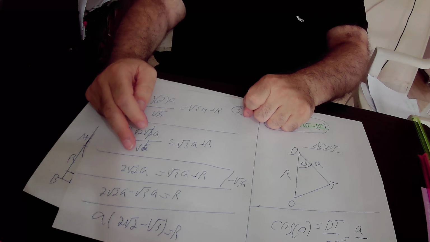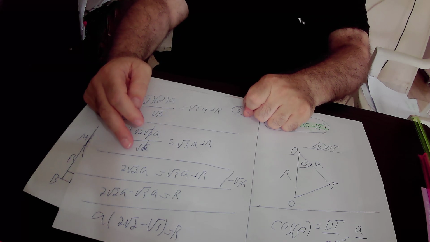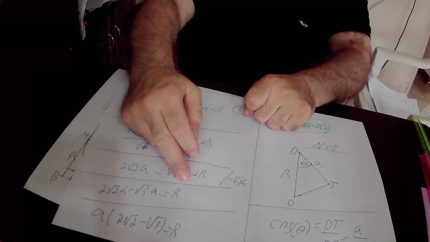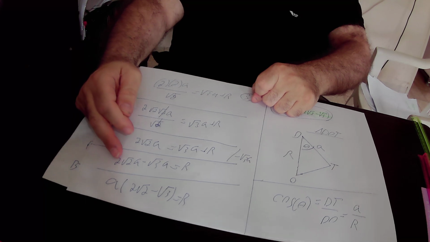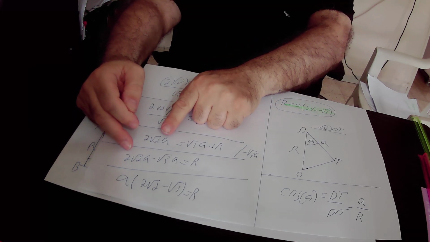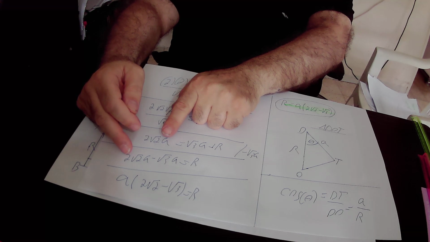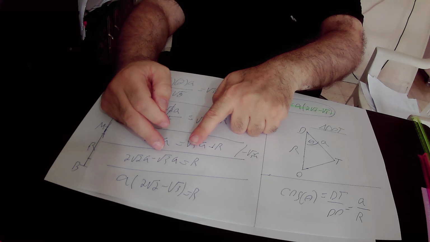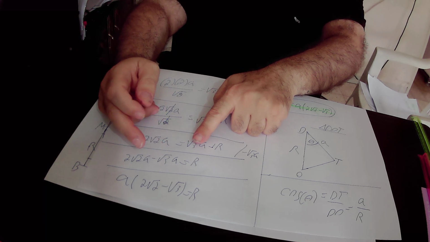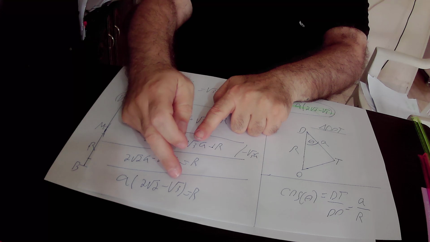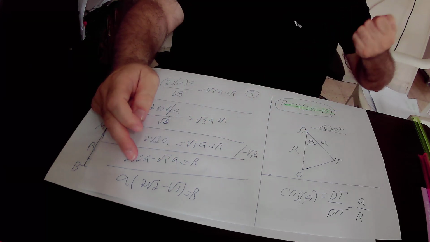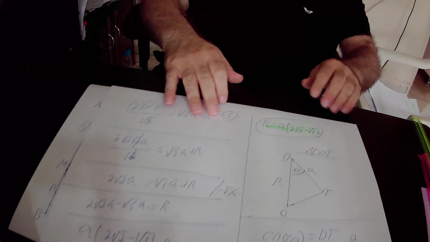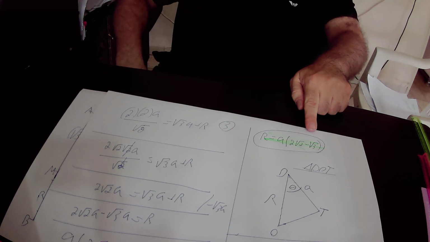We subtracted square root of 3 times A from this equation and found out that 2 times square root of 2 times A minus square root of 3 times A equals R. Then we took A as a common factor. What is left from 2 times square root of 2 times A after we took A as a common factor? What is left is 2 times square root of 2. What is left from minus square root of 3 times A? What is left is minus square root of 3. So in conclusion, A times (2 times square root of 2 minus square root of 3) equals R. So R equals A times (2 times square root of 2 minus square root of 3).